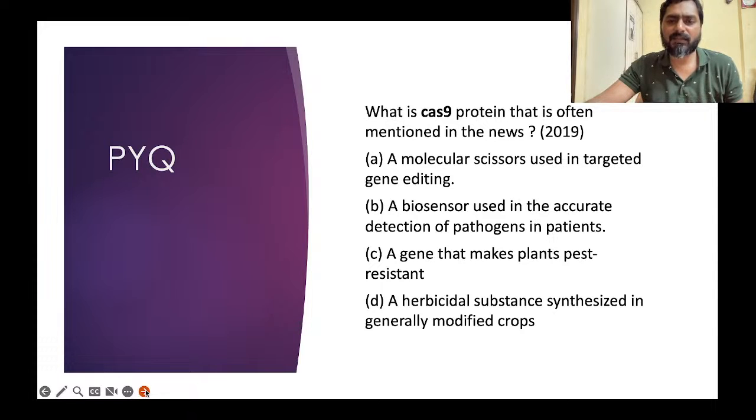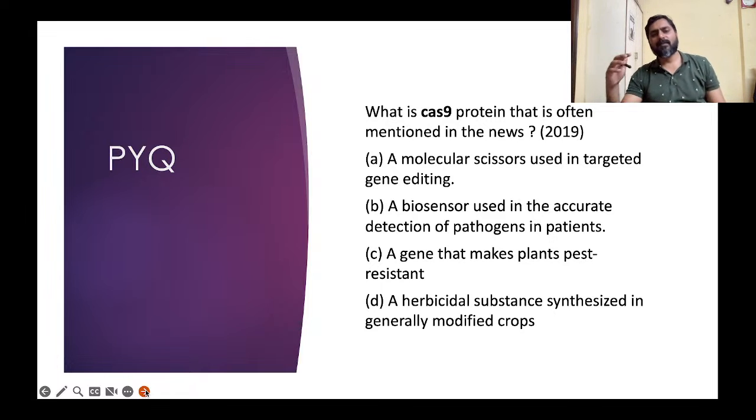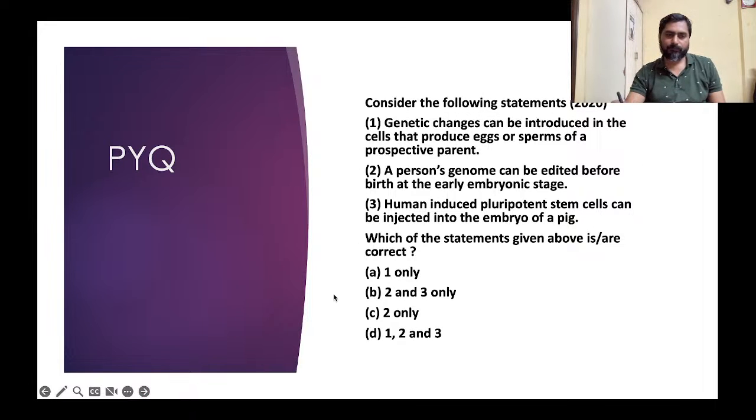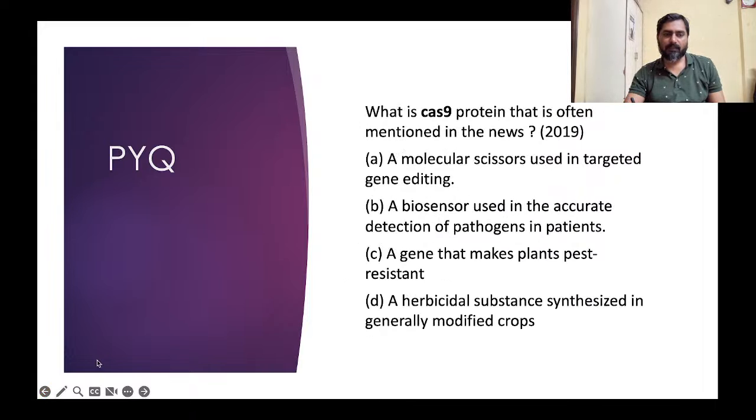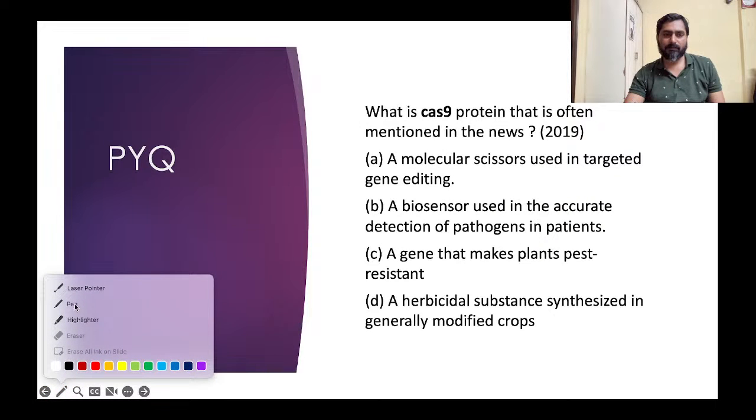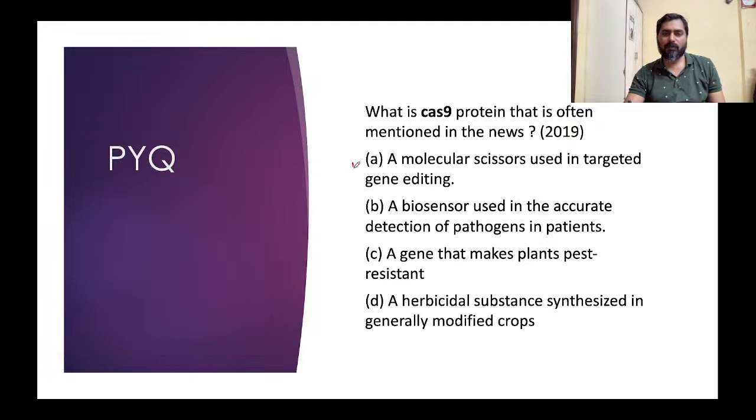So we have seen that Cas9 are molecular scissors, so they are helping us in targeted gene editing. It is one of the most prominent tools that we are using nowadays for gene editing, that is CRISPR-Cas9. So the correct answer in this case is A, that it is a molecular scissor used in targeted gene editing. Okay, so let us look at other questions.